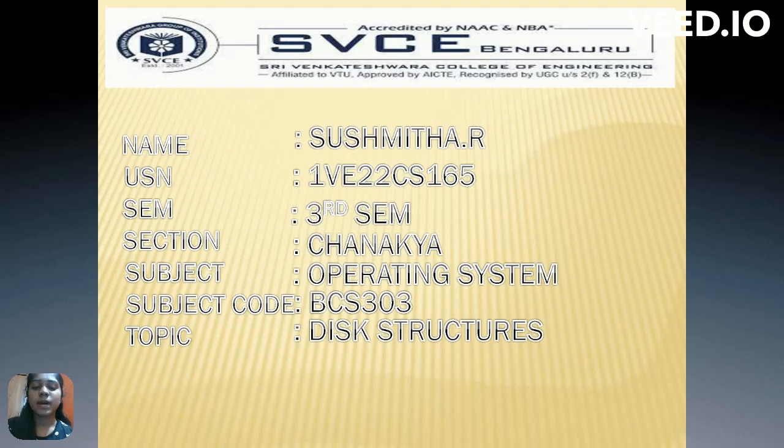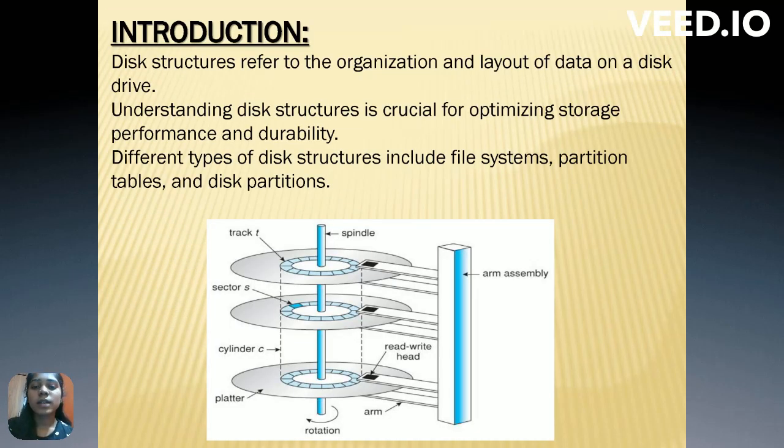In this video, I'm going to explain a topic related to operating systems, that is disk structures. Here is the introduction to disk structures. Disk structures refer to the organization and layout of data on the disk drive. Understanding disk structures is crucial for optimizing storage, performance, and durability. Different disk structures include file systems, partition tables, and disk partitions.